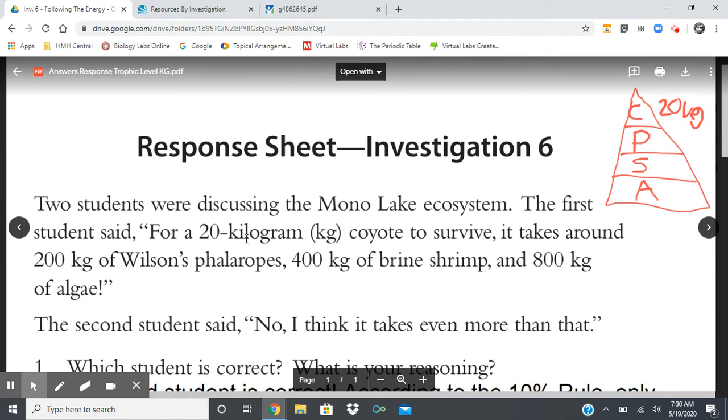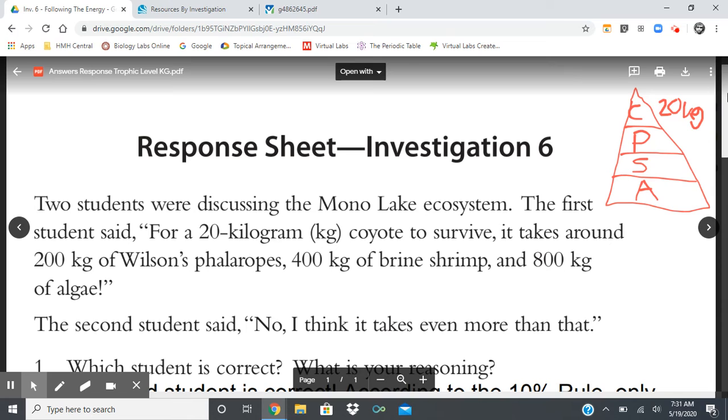So one friend makes that claim, and he said, hey, there's got to be a lot more below that. And the other student said, no, I think it takes even more than that. So I had asked you to respond which student you think is correct. I want to look at our answers, and you can see I've drawn a really terrible pyramid up here with our coyotes at the top. These are our phalaropes, the birds. Here is our shrimp, the brine shrimp, and then the algae at the bottom. So our producers, our primary consumers, secondary consumers, and third level consumers.